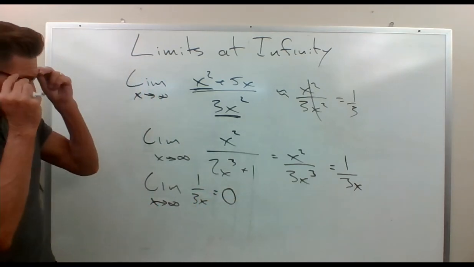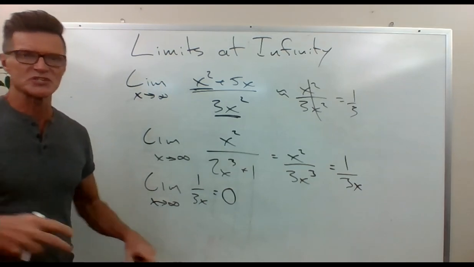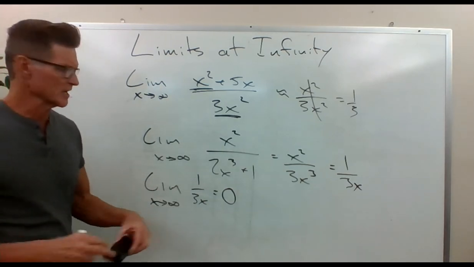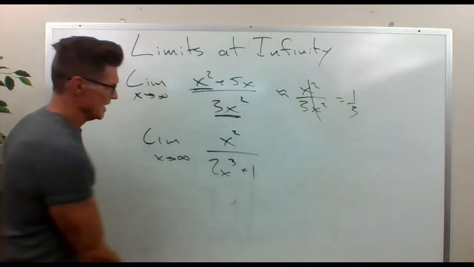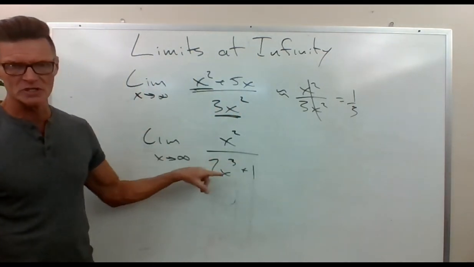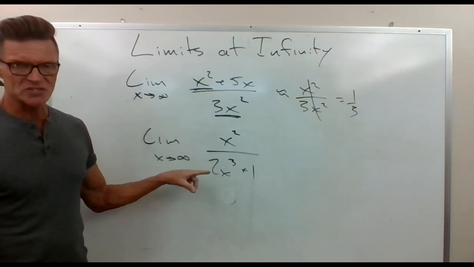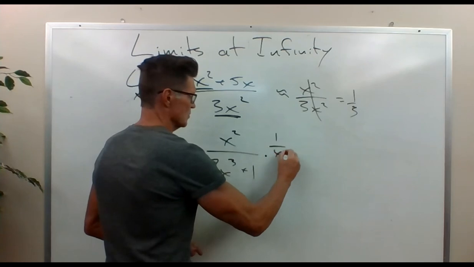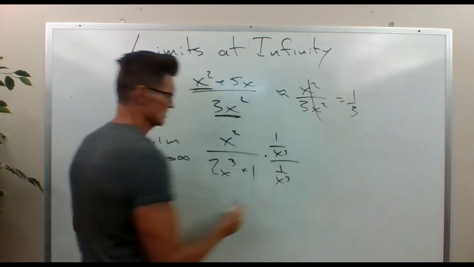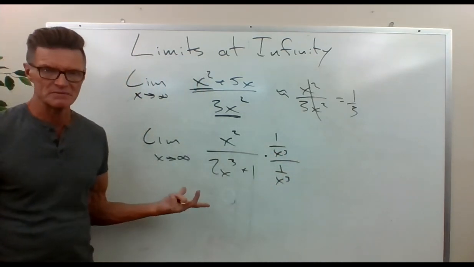And so another way that we could do this, which is the more analytical way that you're usually taught in a Calc 2 class, is to take the highest power of x and divide everything through by it. So in other words, we're going to multiply by 1 over x cubed. And you've seen me do this in some of my videos.